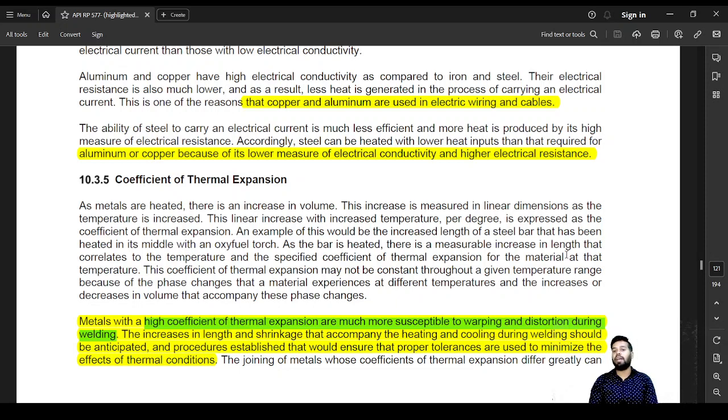Accordingly, steel can be heated with lower heat inputs than that required for aluminium or copper because of its lower measure of electrical conductivity and high electrical resistance.